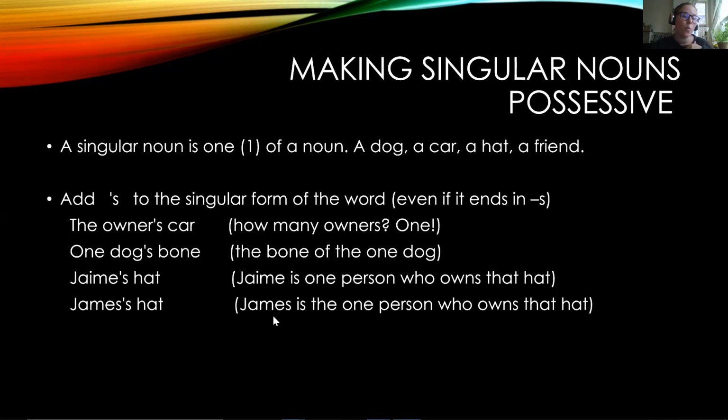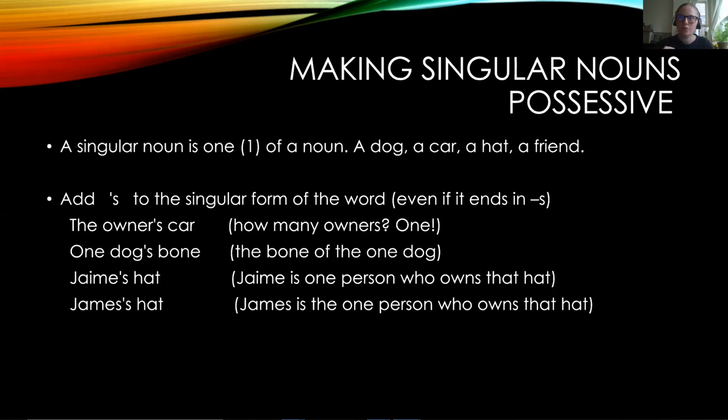James is the one person. He's still one individual who owns that hat, but we see that it'll look a little stranger to some people. This is a little weird looking because it'll be James's hat. So singular nouns, always you're putting an apostrophe S at the end.